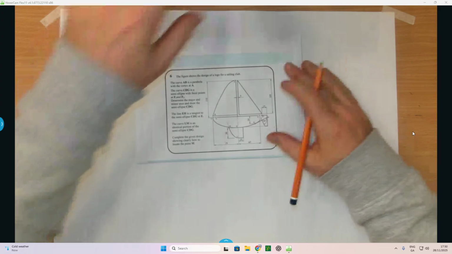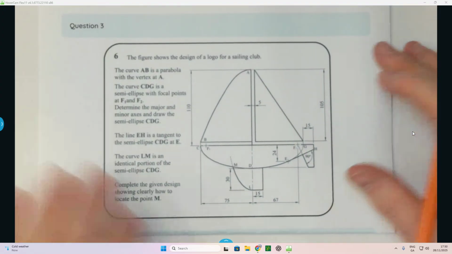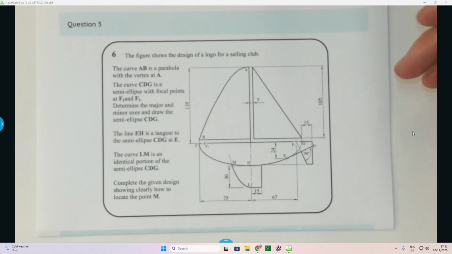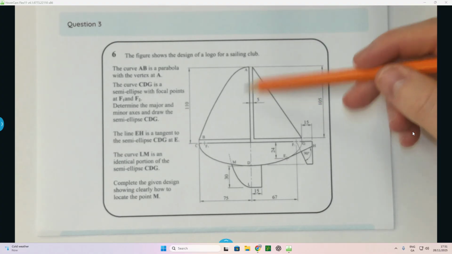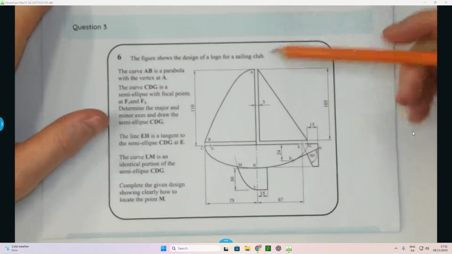Hi folks, in this video we're going to complete a question from the topic of ellipses and parabolas, otherwise known as conics. The question itself is an old junior cert higher level question based on ellipses and parabolas. It was before the course changed to the current graphic syllabus.